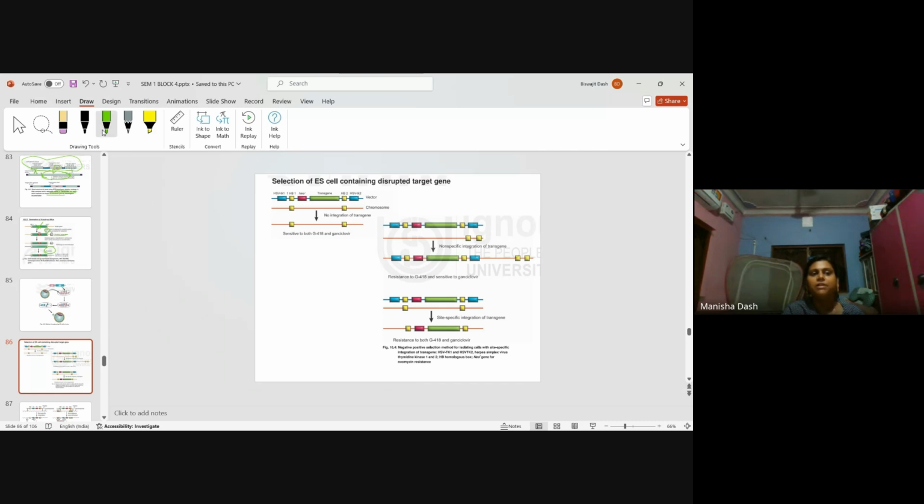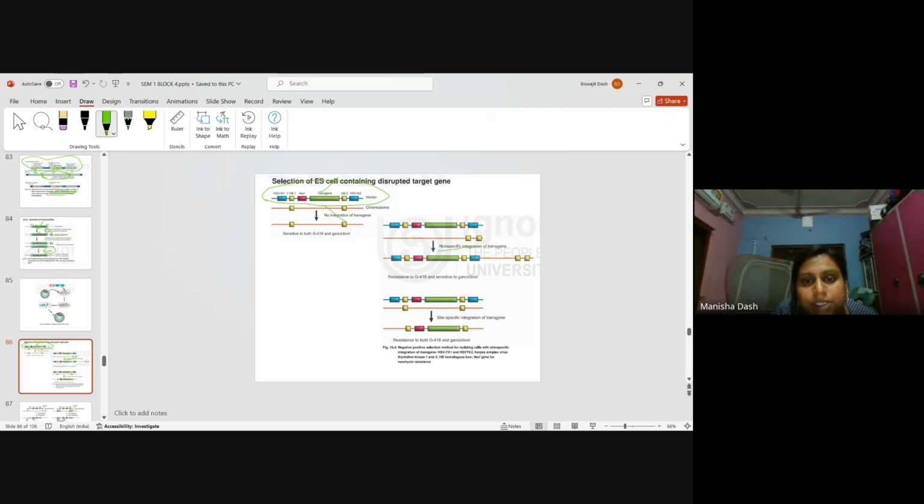So how exactly will we find out whether the insertion has been proper or not? This is the transgene construct, or the vector. This is the target chromosome. Three possible things can happen. Either the gene of your interest will not be inserted into the target sequence, or it will be inserted at a different place than the target sequence, which is called a non-specific integration, or it will be inserted exactly at the site where you want the gene to be inserted.